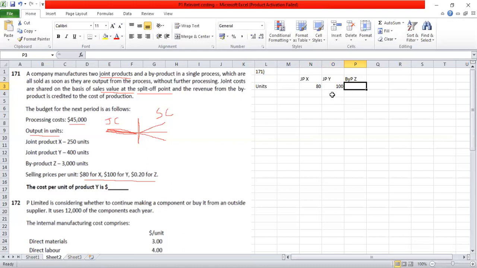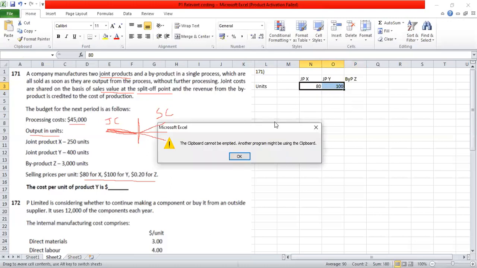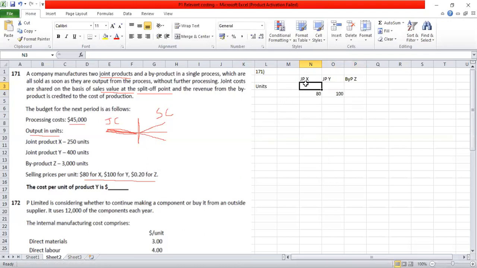Sorry, these are selling prices. No? 250 units, 400 units, 3000 units. The selling price is 80, 100 and 0.20.